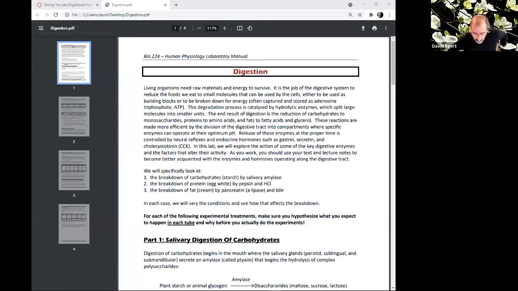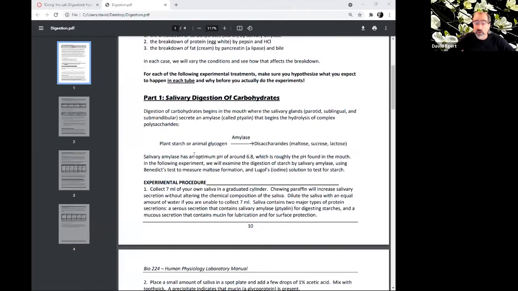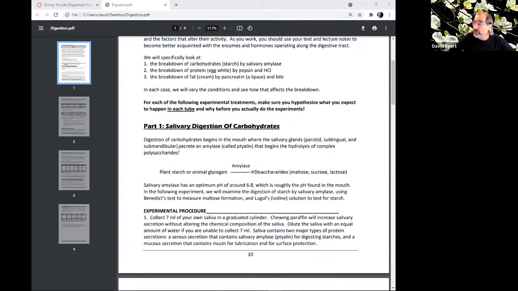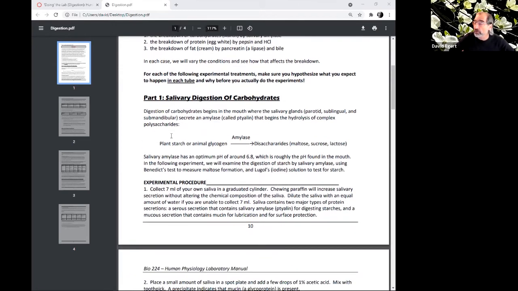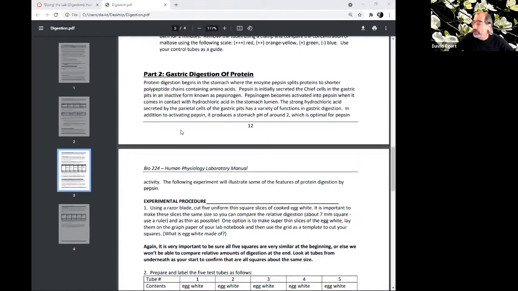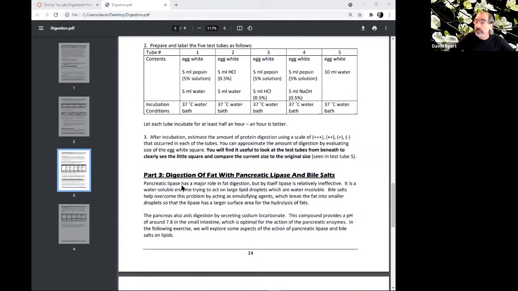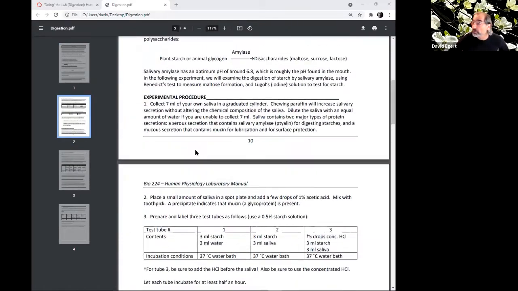In terms of the actual lab itself, I've been checking, and at this point it looks like most people really do have a pretty good sense of what we're doing here. In all cases, we are looking at how the relationship of the enzyme and typically pH, if we're looking at part 1 or part 2, or else the enzyme and the presence or absence of bile in part 3, affects the breakdown of either carbohydrates, proteins, or fat.